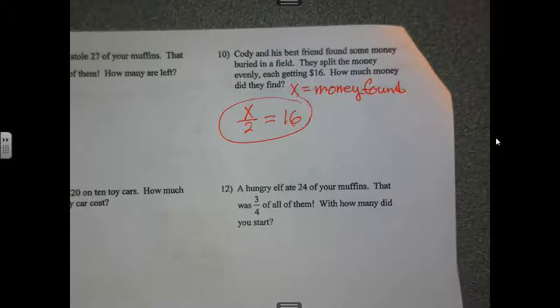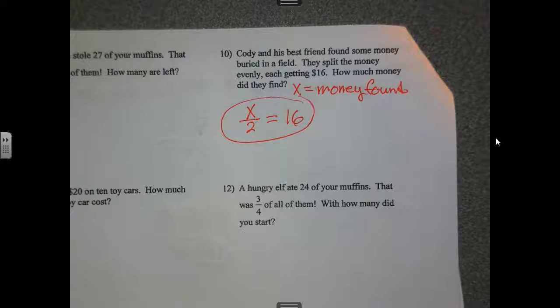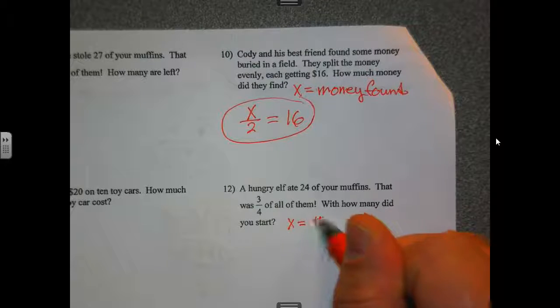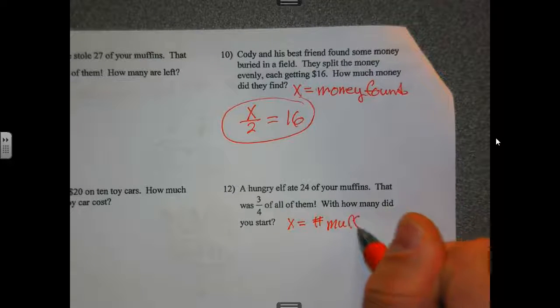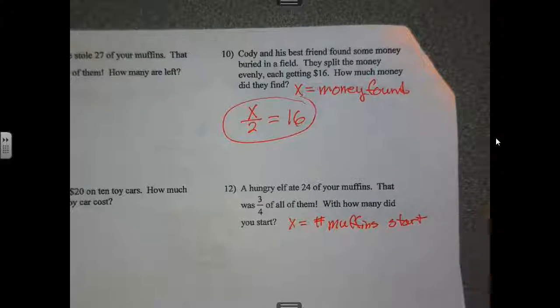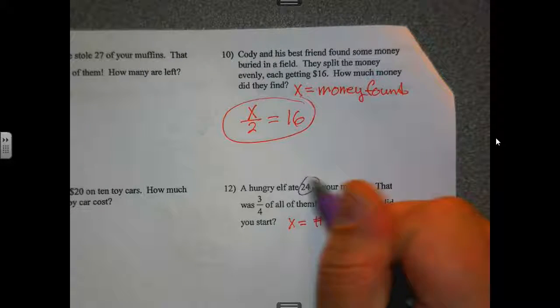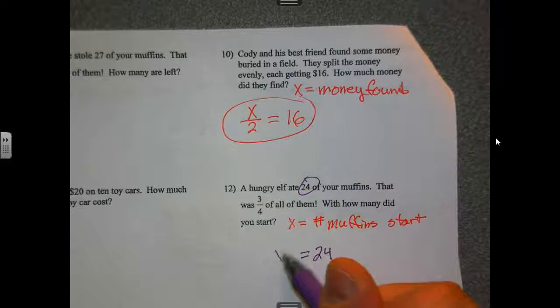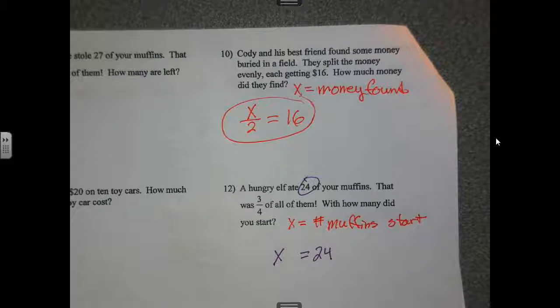Number 12, a hungry elf ate 24 of your muffins. That was 3/4 of them all. How many did you start with? X is going to be the number of muffins you started with. What's my total here? What am I left with? And how many of my total equals 24?